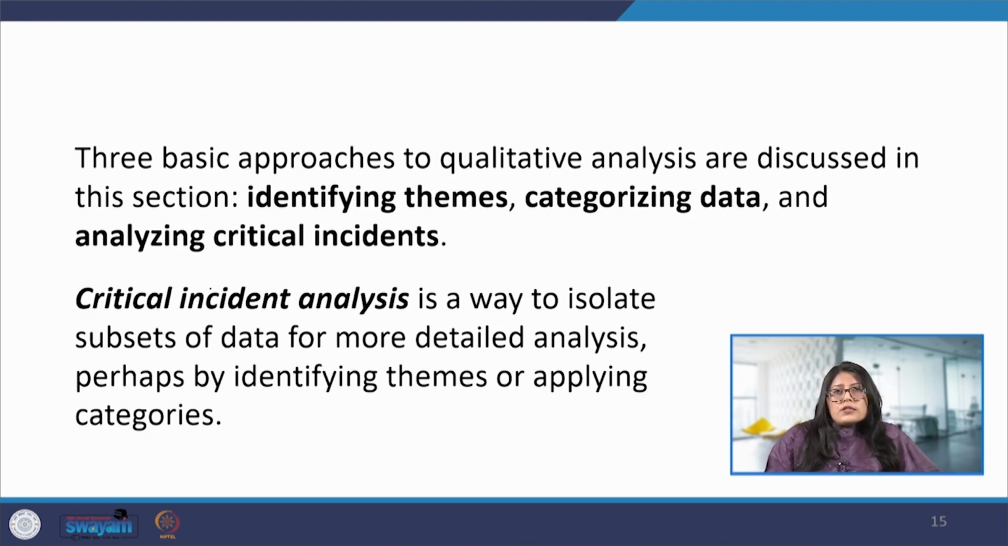So, three basic approaches to qualitative analysis are identifying themes, categorizing data and analyzing critical incidents. These three basic approaches are not mutually exclusive and they are often used in combination. For example, while analyzing video content, critical incidents will first be identified and then a thematic analysis can be undertaken. The first step in qualitative analysis is to gain an overall impression of the data and to start looking for interesting features, topics or certain patterns.